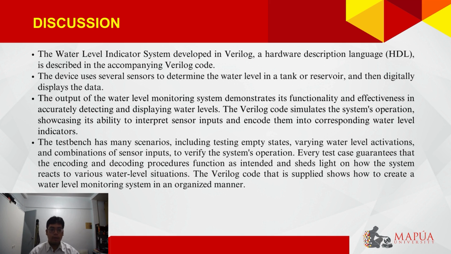The water level indicator system, developed using Verilog, is described in the accompanying Verilog code. The device utilizes multiple sensors to determine the water level within a tank or reservoir and subsequently displays the data digitally. The output of the water level monitoring system demonstrates its functionality and effectiveness in accurately detecting and displaying water levels. It simulates the system's operation, showcasing its ability to interpret sensor inputs and encode them into corresponding water level indicators.